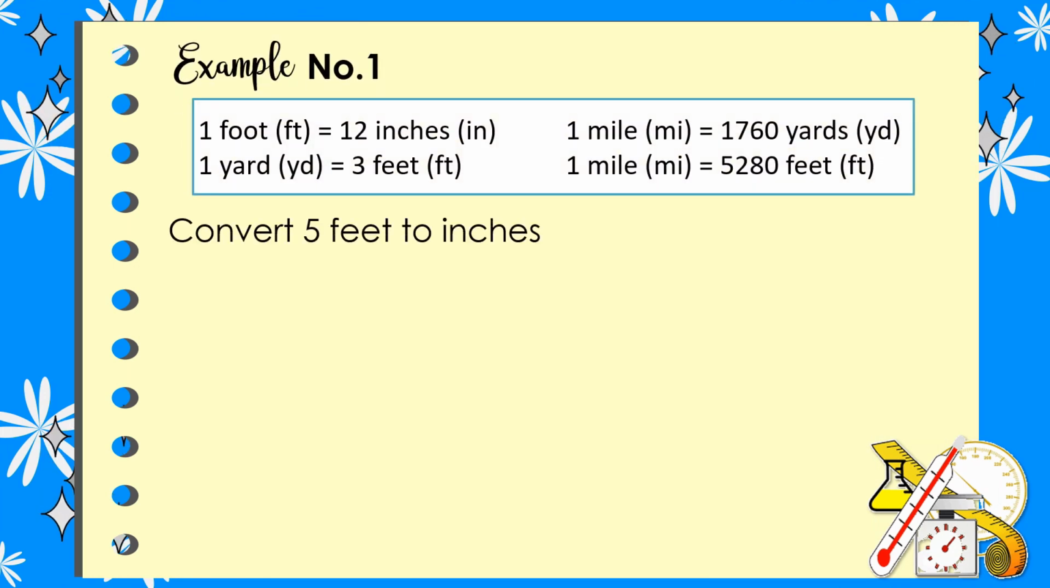Example number 1. Convert 5 feet to inches. So, hanap tayo ng converting factor na appropriate para malipat natin yung feet into inches. So, alin dyan yung may feet and inches? So, ito, yung 1 foot is equivalent to 12 inches. Since equivalent sila sa isa't isa, pwede natin sila isulat into ratio. So, unang gagawin is to write the given, which is 5 feet.